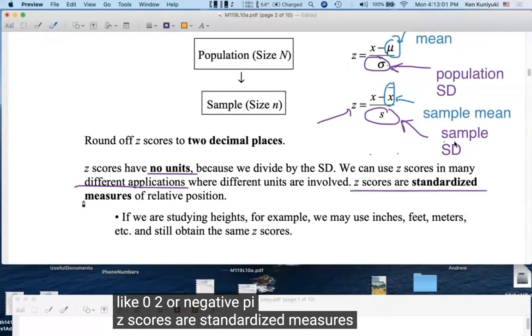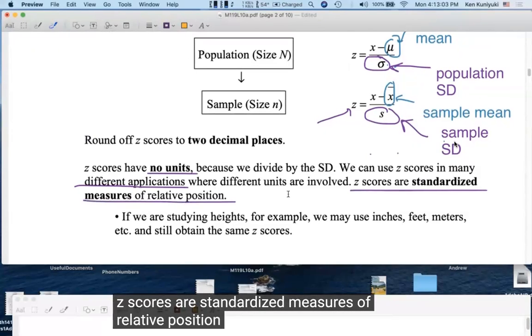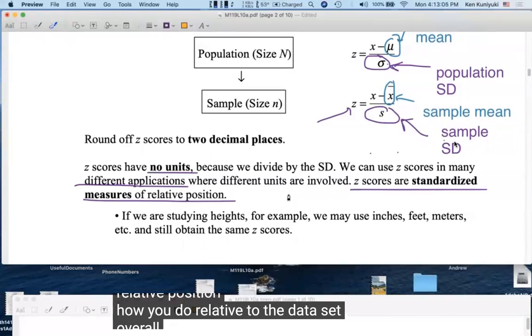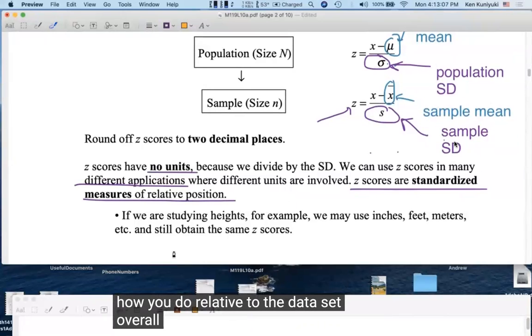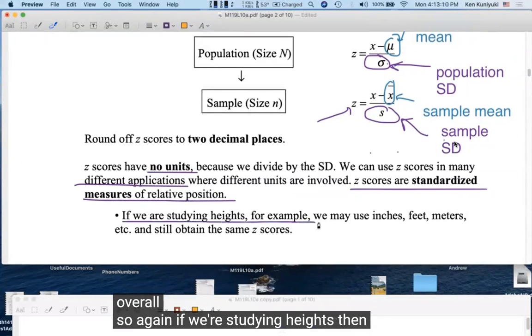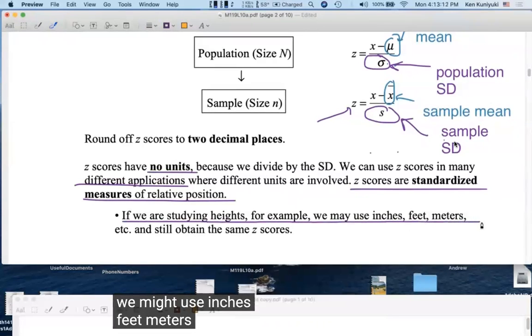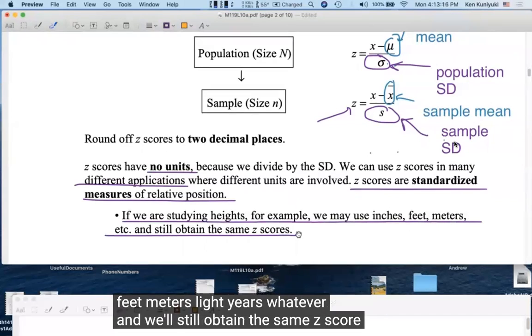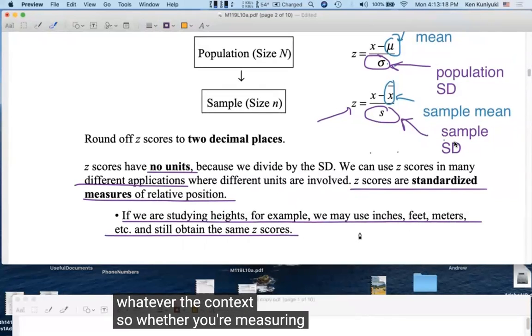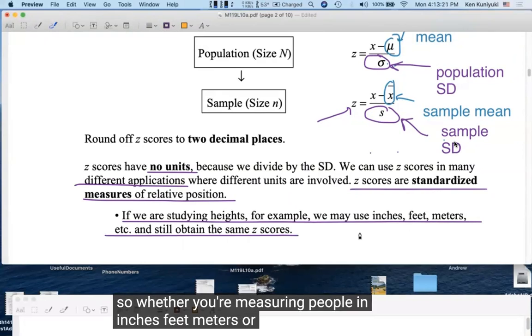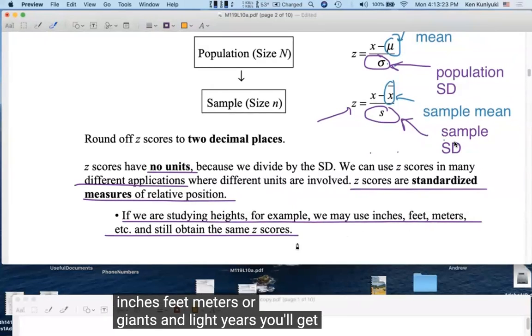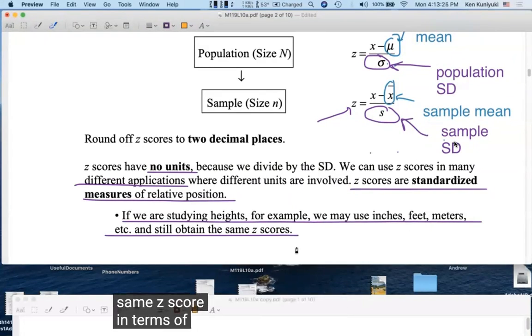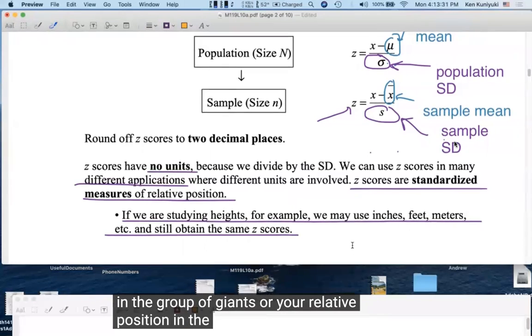Z-scores are standardized measures of relative position, how you do relative to the data set overall. So again, if we're studying heights, then we might use inches, feet, meters, light years, whatever, and we'll still obtain the same z-score, whatever the context. So whether you're measuring people in inches, feet, meters, or giants in light years, you'll get the same z-score in terms of the giant's relative position in the group of giants, or your relative position in the classroom.